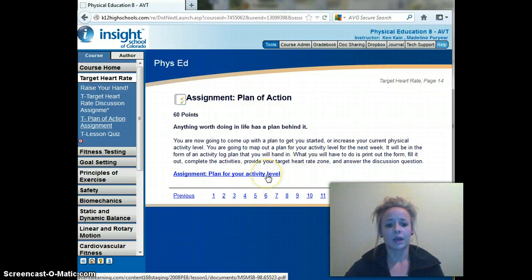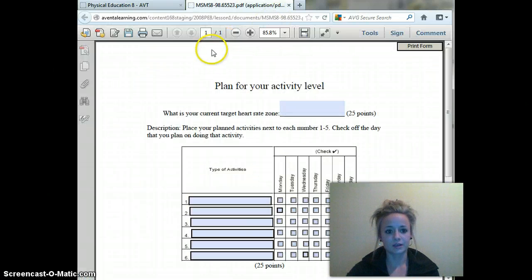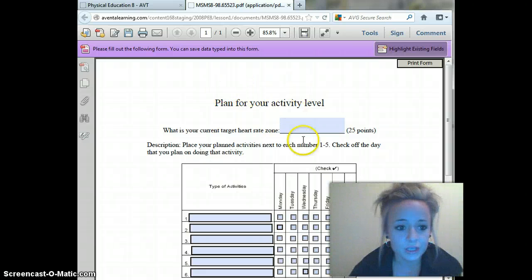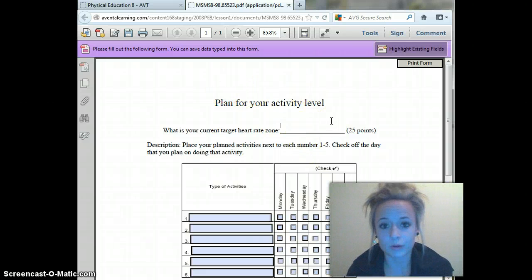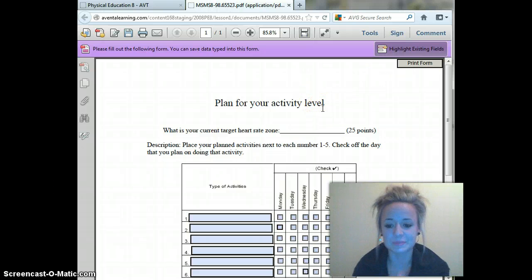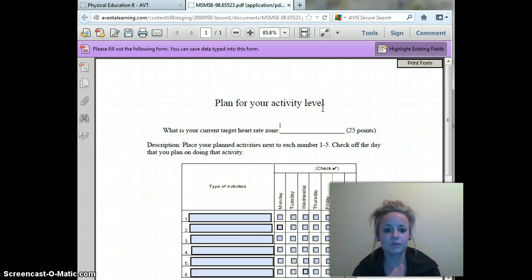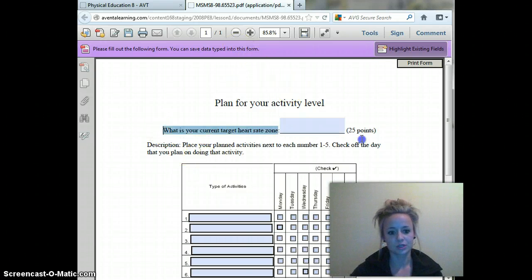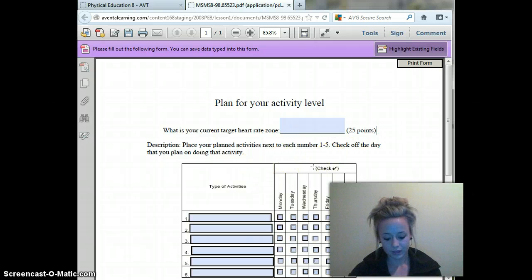So once I'm there, I'm going to open up the assignment, and it'll open up in a new page, and you can type right in on this page. It's nice and easy, and then from there you'll be able to save your work and then submit it into your Dropbox to me to be graded. Okay, so first of all, you need to know your target heart rate zone. So that's what this first question is asking us. What is your current target heart rate zone?